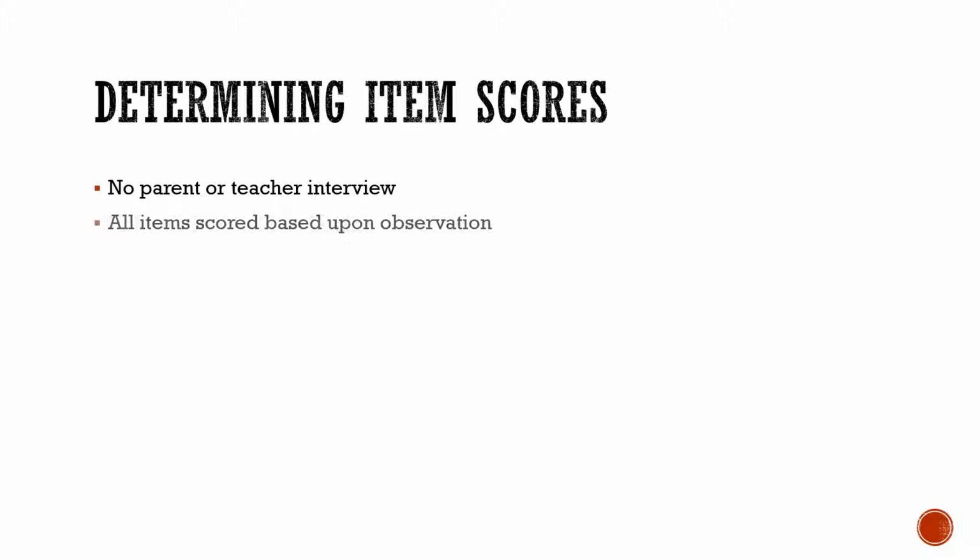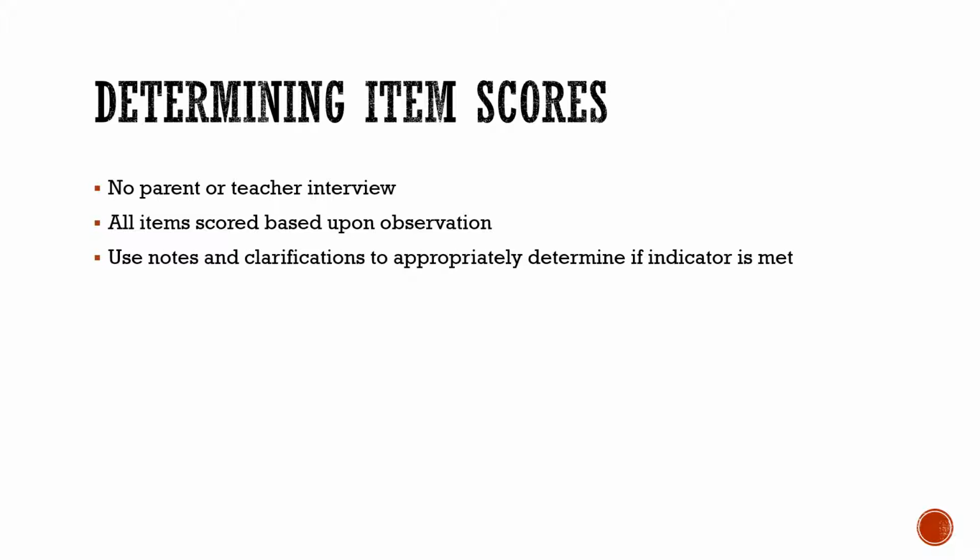As you begin to evaluate a classroom using the ECHRS 3, you should note the following. There is no longer a parent or teacher interview. Therefore, everything must be seen in order to be scored. If it's not seen within the 3 hours of observation, it cannot be scored as met. Make sure to look at the clarifications, notes, and changes when determining if an indicator is met. These provide information on what must occur in order for an indicator to be considered met.